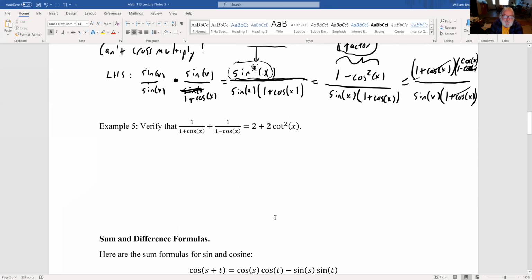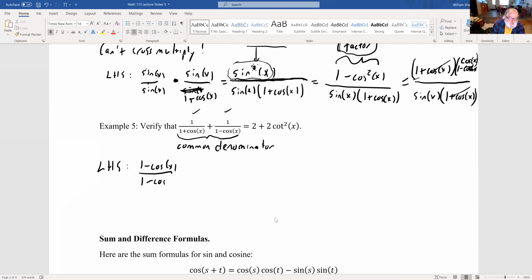Okay, what about this one? Well, we've got two terms there, right? Two fractions. What do you do with two fractions? Find a common denominator. So left-hand side, we'll take the first term and we'll multiply it by 1 minus cosine x over 1 minus cosine x. So the denominator here, take it over itself and multiply it by this term, and then we'll take this term and multiply it top and bottom by the denominator of this term.